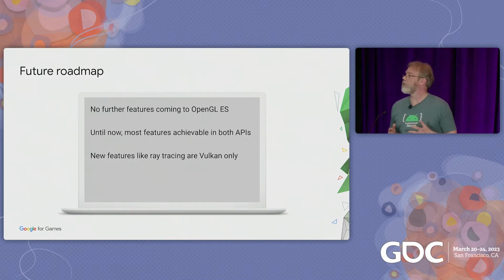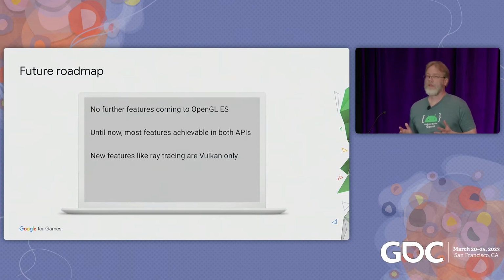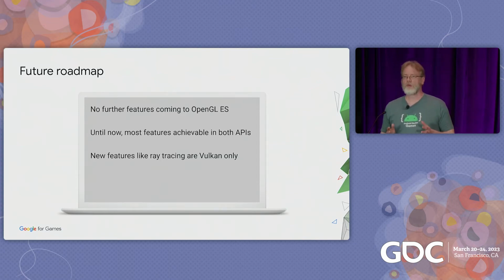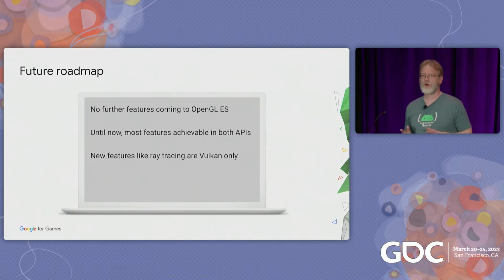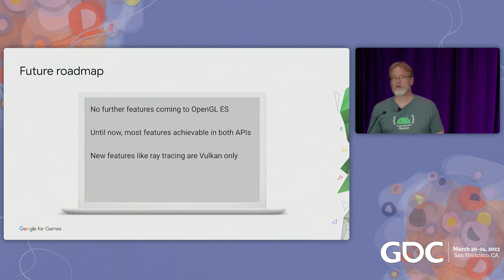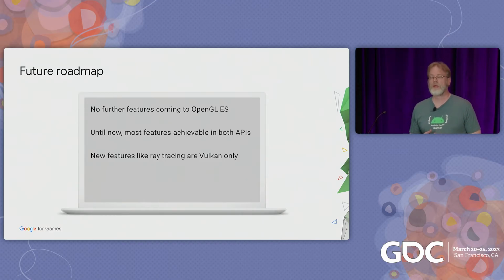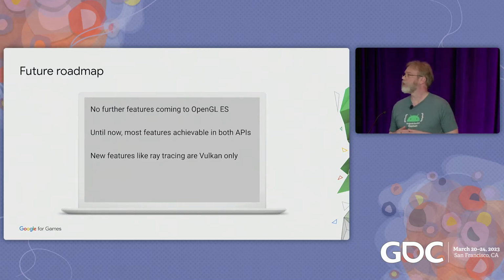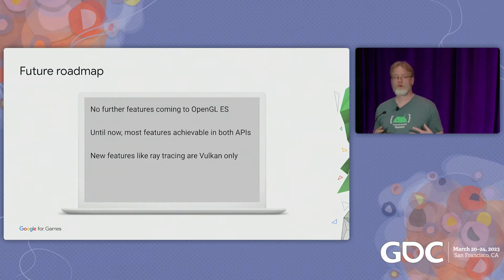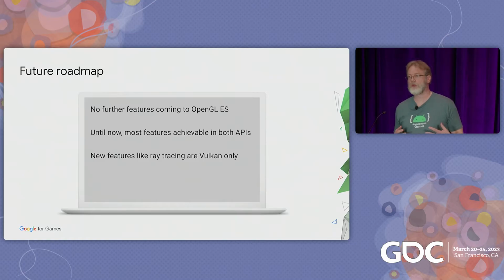Now, up until now, most features have been achievable in either API. Some may be easier to do in one versus the other, but it wasn't a case of you could only do this in OpenGL ES or you could only do this in Vulkan. However, we are starting to reach a point with hardware evolution where you'll start to find features which may be Vulkan only. The biggest example of that is widespread support for ray tracing acceleration in mobile GPUs.